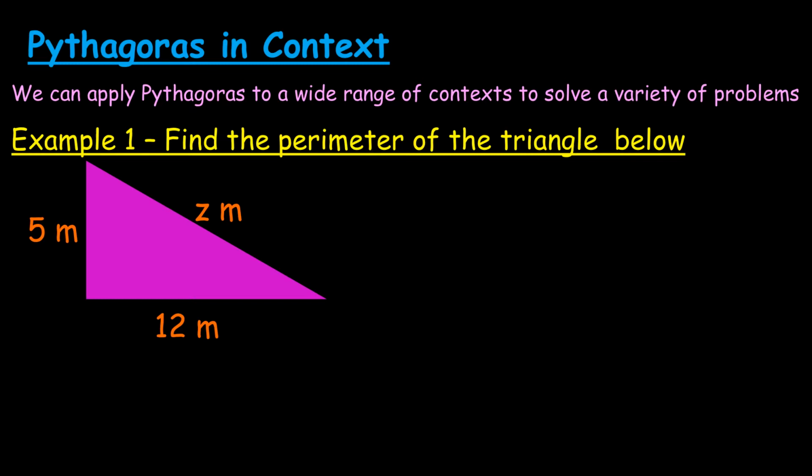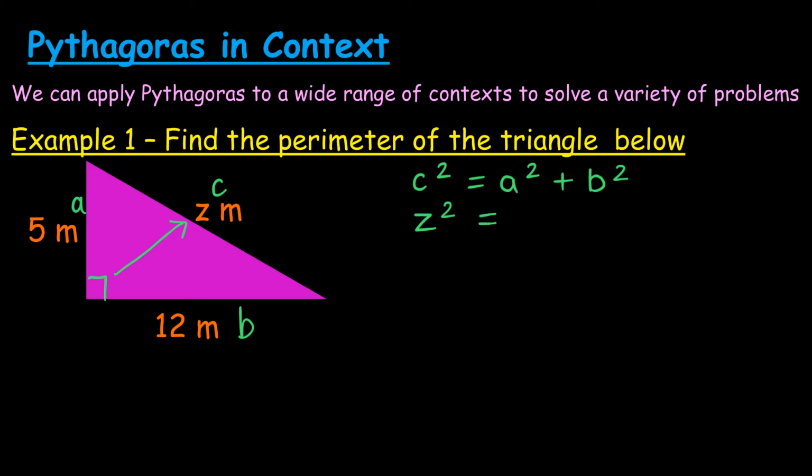So first of all, what we're going to do is label the sides. So we're going to label the side opposite our right angle as C, and then the other two sides A and B. Then first step, always copy down the formula, substitute in what you know and what you're trying to find out. So instead of C squared, I'm going to write Z squared, just because that's the letter that we're given in the question.